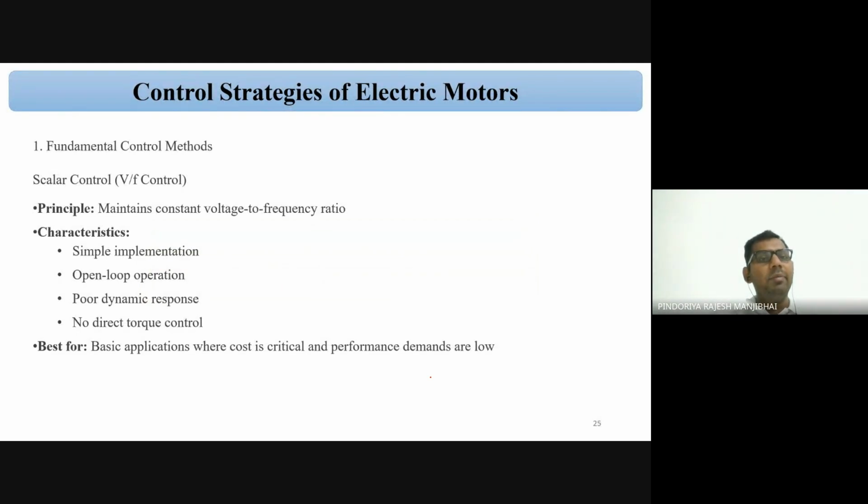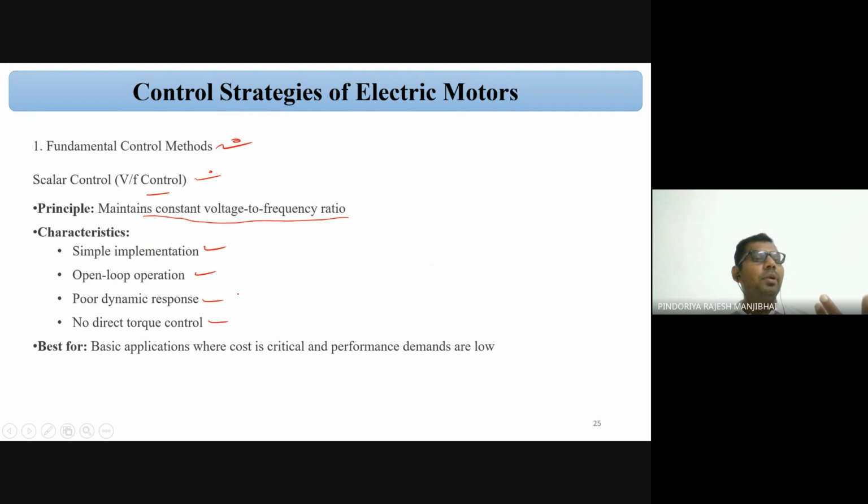The first one is the fundamental control strategy. Maybe you know about the fundamental one, the scalar control. It is the V by F control method, where we maintain a constant voltage to frequency ratio. That is the principle. The characteristics are simple implementation, open loop operation, poor dynamic response, and no direct torque control. These are the characteristics of the V by F control method.